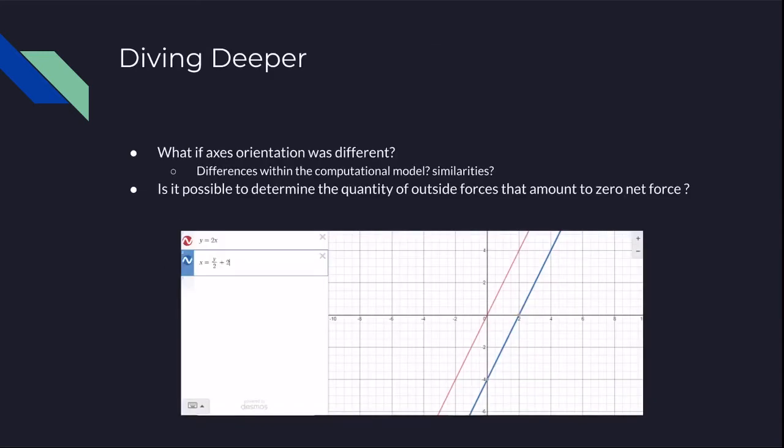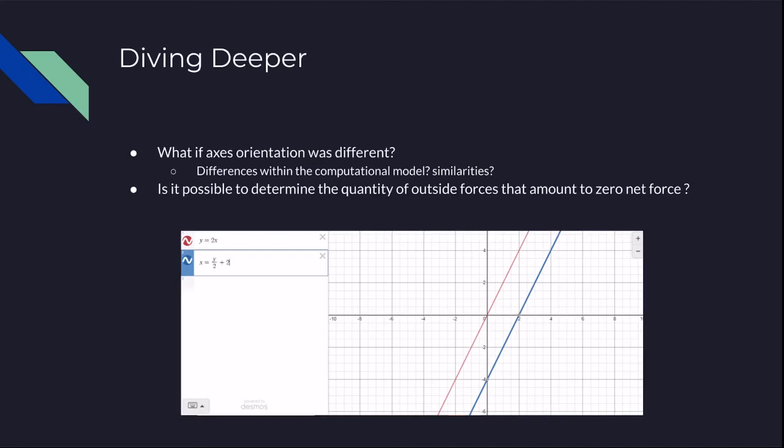So what if axis orientation was different? Would there be any differences within the computational model or any similarities? If axis orientation differed, essentially there would be no change in the computational model. Because there is a positive linear relationship between the two, that relationship would remain by switching axes and the slope would still be positive. So let's go deeper and take a look at the graph pictured.